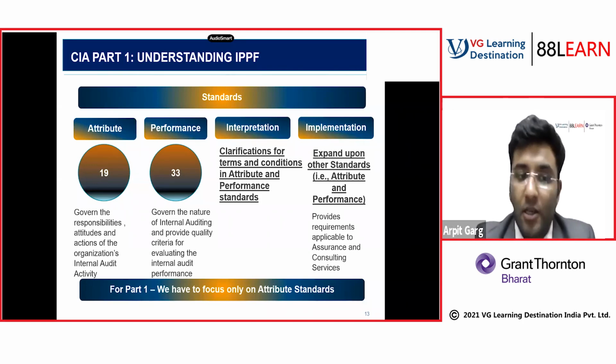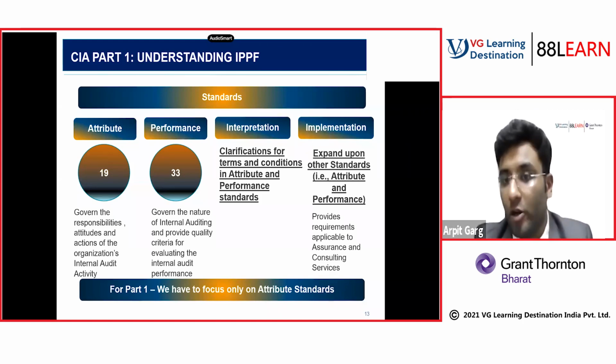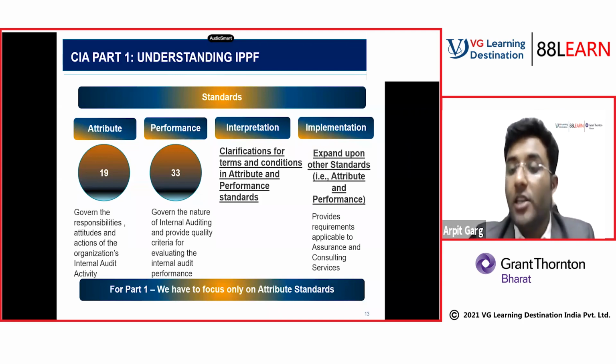Performance standards govern the nature of internal auditing, that is, how internal auditing needs to be done, and they provide the quality criteria for evaluating internal audit performance. So how the internal audit needs to be done is governed by the performance standards, and the performance evaluation is also done through the performance standards. I hope that is clear.